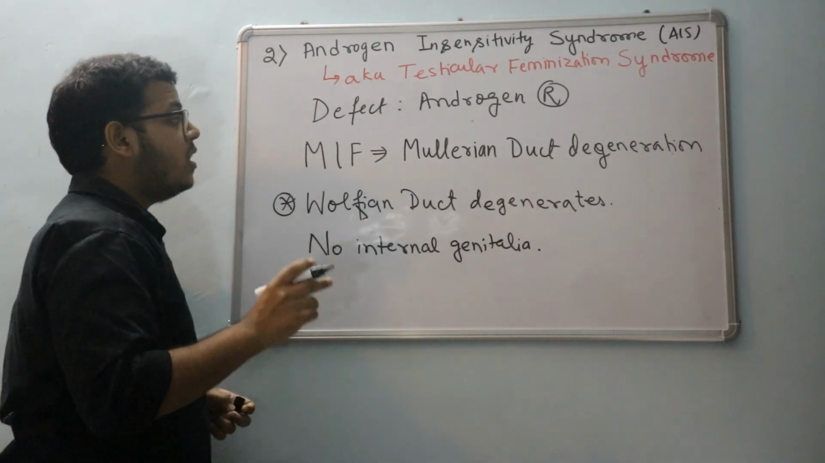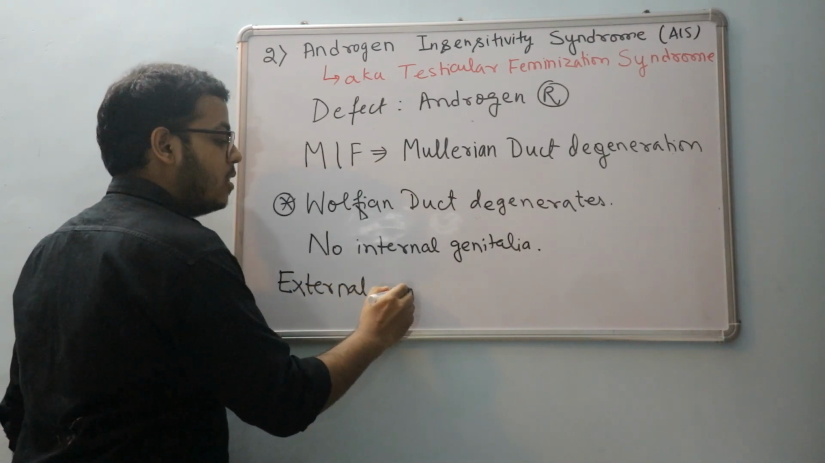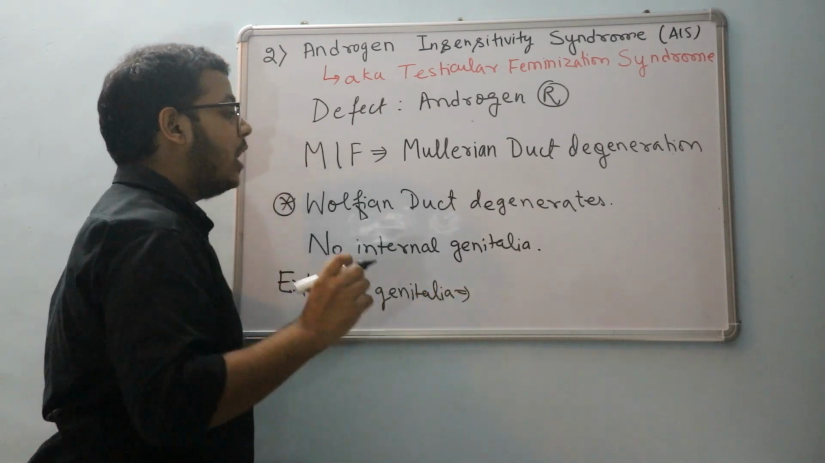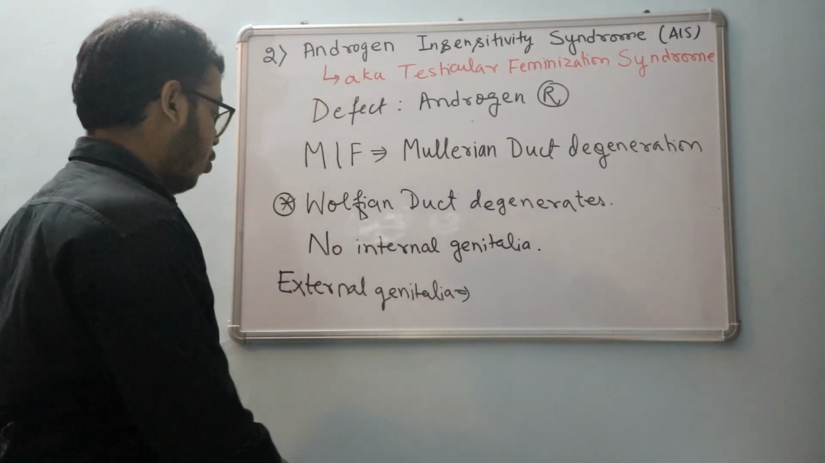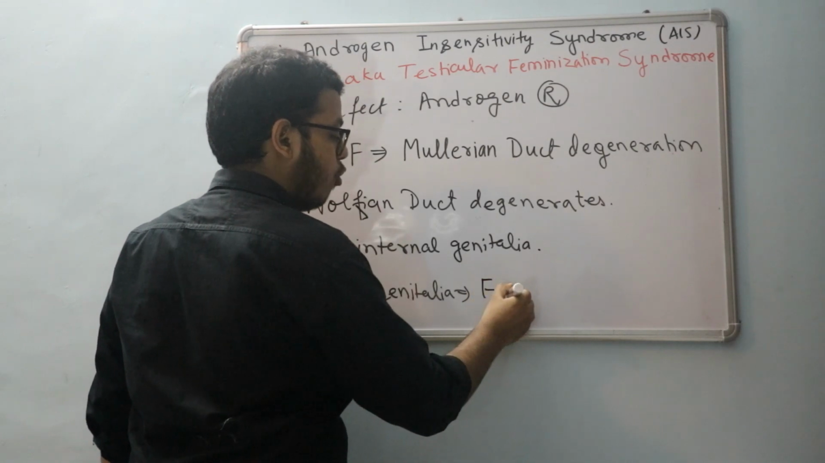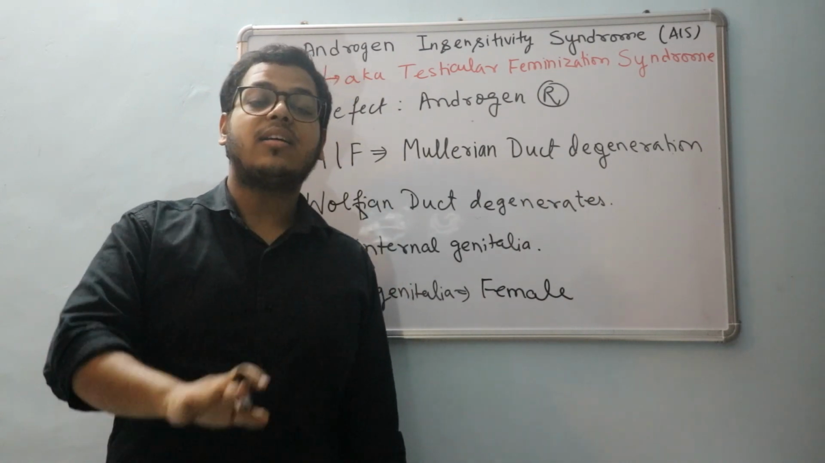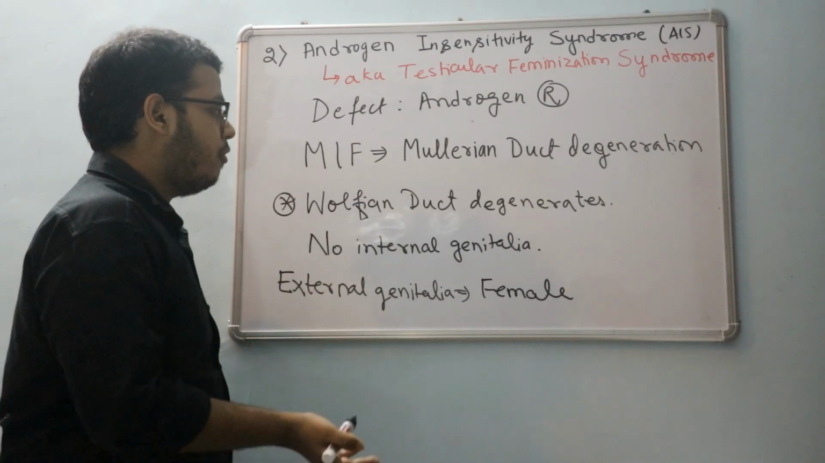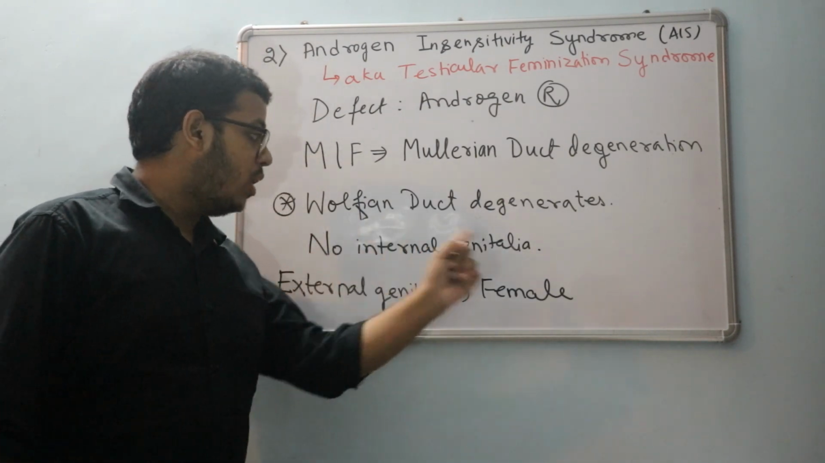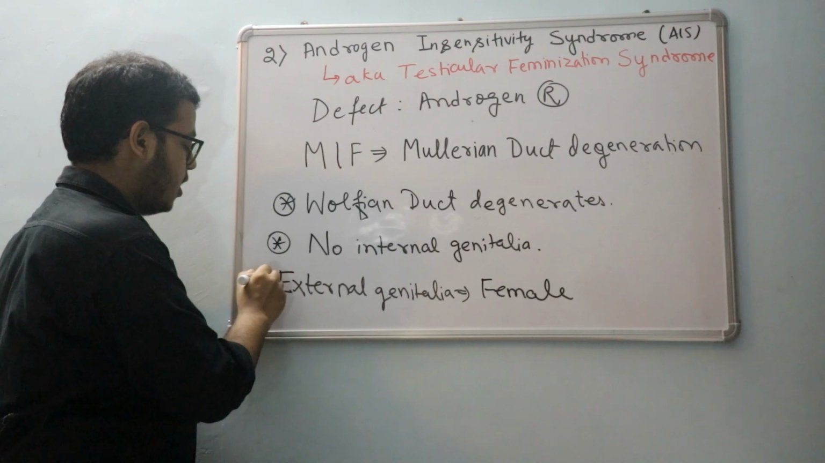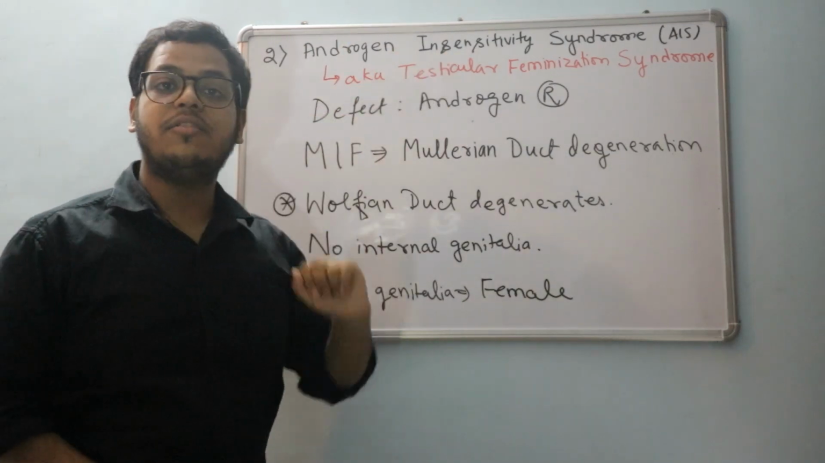Okay? What about the external genitalia? If you have seen my previous video, you must know that in the absence of any hormone, the external genitalia will form the female external genitalia by default. Androgens are present, and DHT is present, which is the most potent, but the DHT cannot act. So there is no meaning of its presence. So the external genitalia will form female by default. So there is no internal genitalia and the external genitalia is female. That is what will happen in androgen insensitivity syndrome.